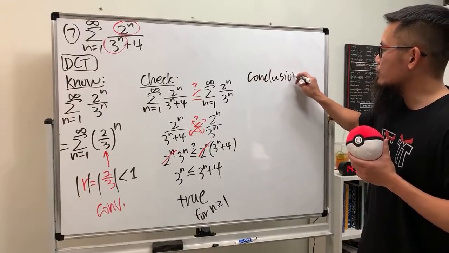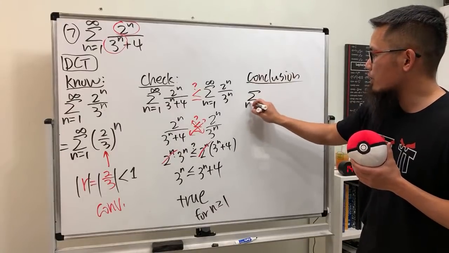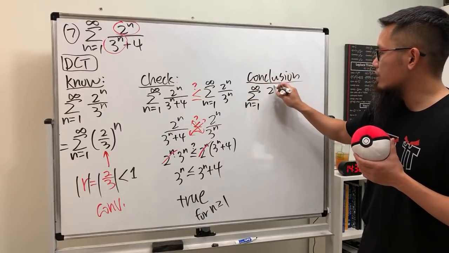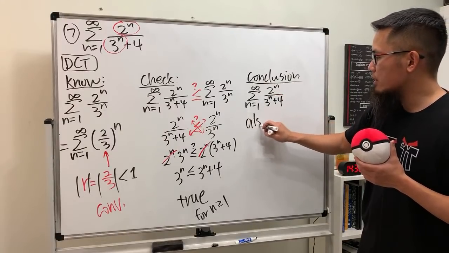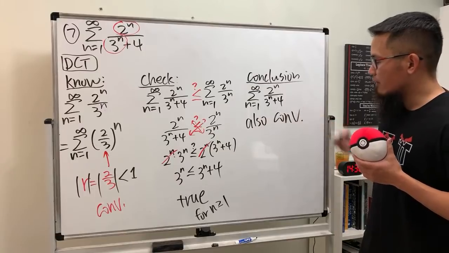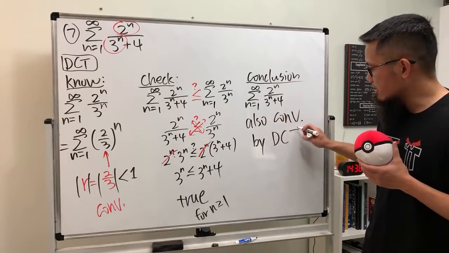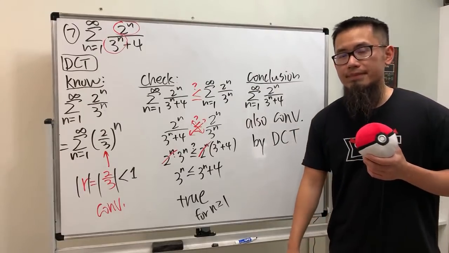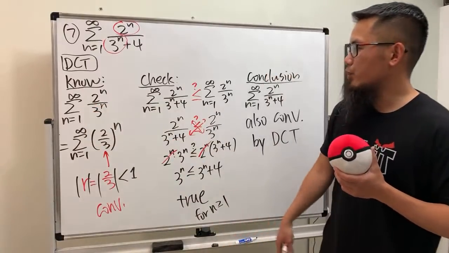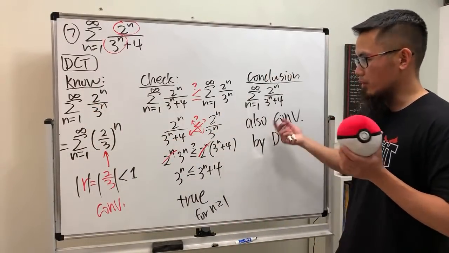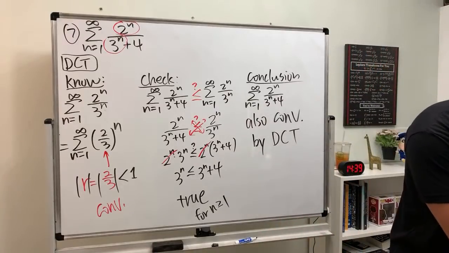So anyway, all right, we can be happy. We can draw the conclusion. The conclusion is that the series that we are trying to do, 2 to the n over 3 to the n plus 4, also converges by the direct comparison test. All right? If you use the limit comparison test, then you'll get a limit being equal to 1, and then you can pretty much draw a conclusion as well. Same thing. Not too bad.